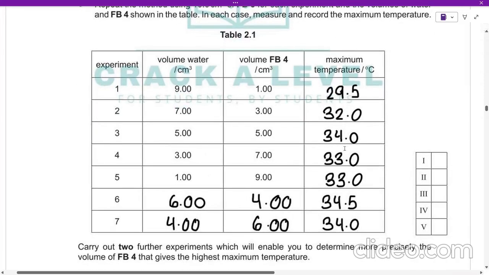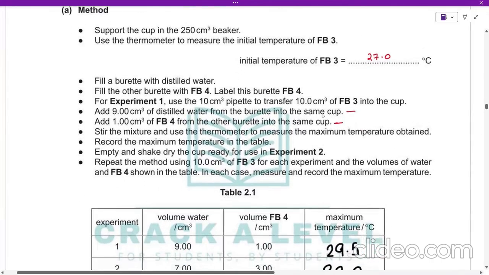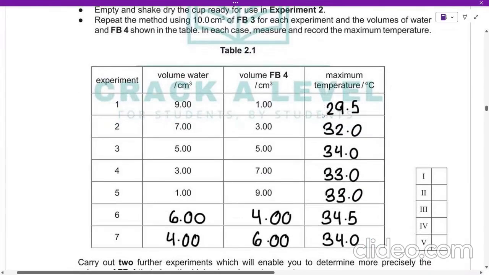So what we actually did is that we varied the volume of water, 9, 7, 5, 3, 1, 6, 4 cm cube, and the volume of FB4 was 1, 3, 5, 7, 9, 4 and 6. So we actually kept the volume of alkali, which was FB3, the same. It will be the same at 10, but we would be varying the FB4 and the volume of water in a way that it always equals 10. So 10 plus 10 is always equal to 20 in this case.